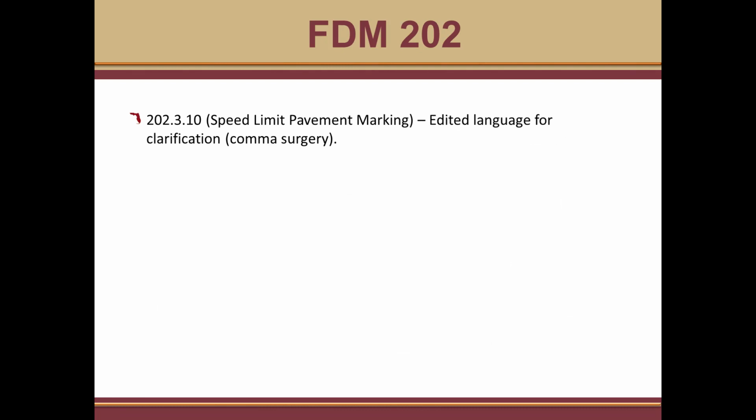This was one on speed limit pavement marking. If you don't know what that is, in 202.3.10, that's when you actually put the speed limit as a pavement marking on the roadway. So as a motorist is driving down the road, they'll see right there on the road in front of them, oh, this is now 30 miles an hour or 25 miles an hour or whatever the speed limit is. Usually you'll put that where the speed limit changes from one speed to a lower speed. And all we did there was some comma surgery. There was a comma that shouldn't have been there, and we took that out. So it was not a huge change on that one.